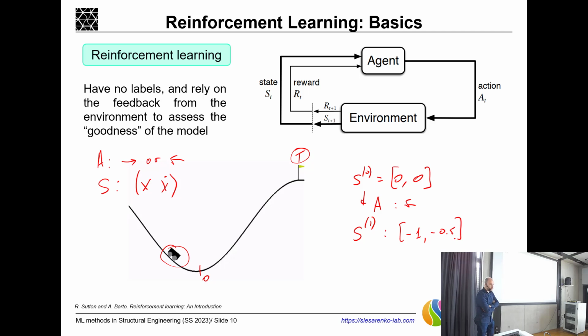Exactly. So actually, the optimal strategy in this case would be to go left first to get some speed, and then to get some potential energy and go here. And that's what your agent should learn just by taking the response from the output from the environment.